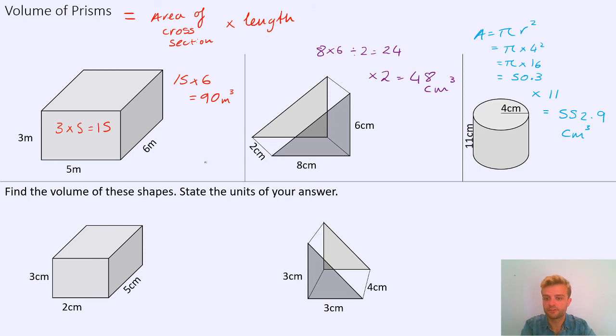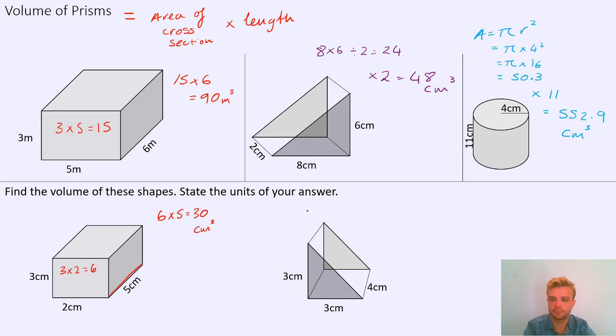So for our first shape, the area of the cross-section is going to be 3 times 2, which is 6. And then to get the volume, we just multiply that by this 5 down here. So 6 times 5 is 30. It specifically says state the units of your answer, and as we've done with the others, it's a volume, so it's going to be centimeters cubed.